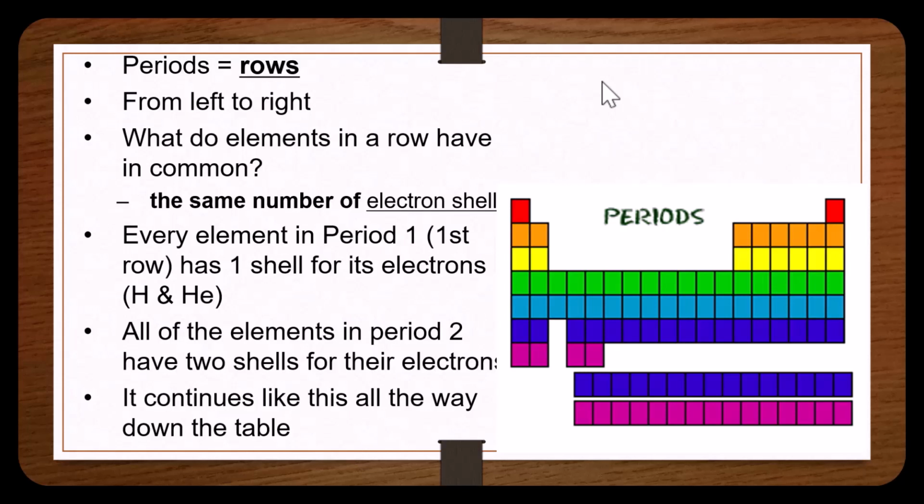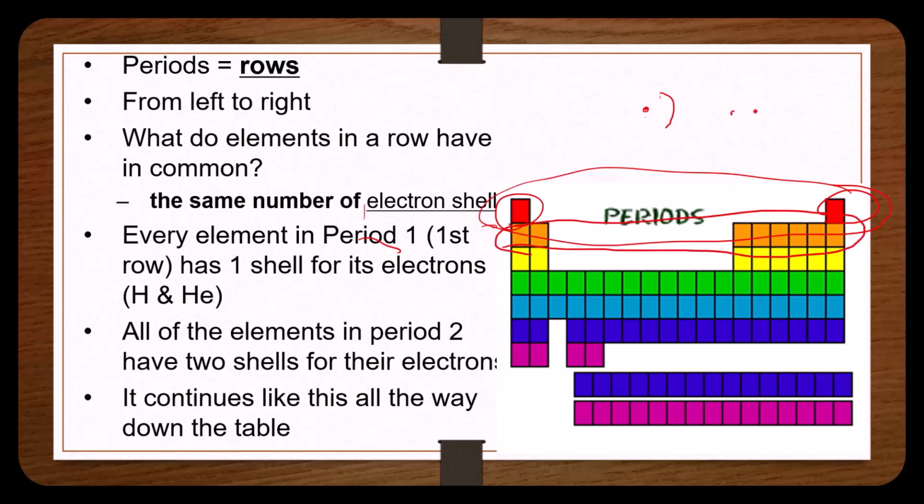So what that's saying is, in the first row with hydrogen and helium, this row right here, it has one shell which the electrons would orbit. And period 2, which would be this row, would have two shells the electrons would orbit. And period 3, which would be right here, would have three shells which the electrons would orbit.